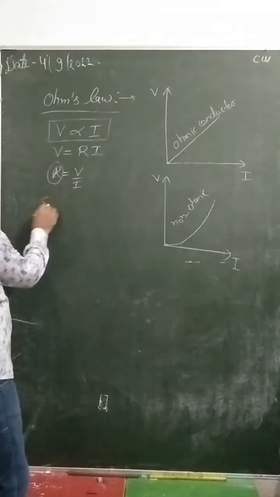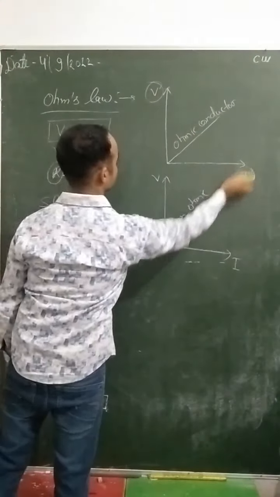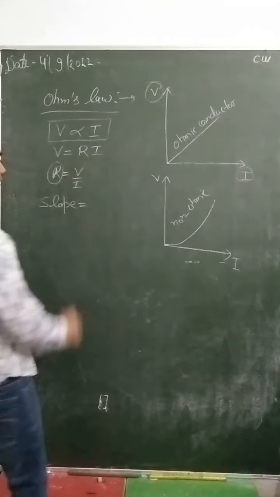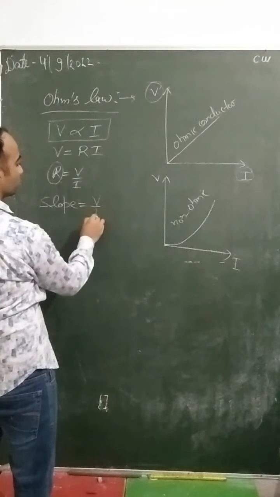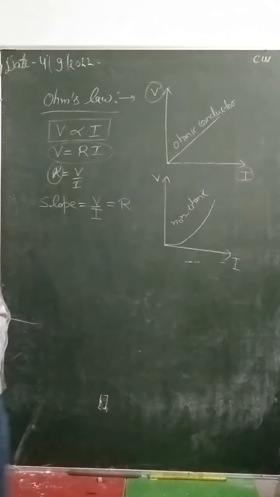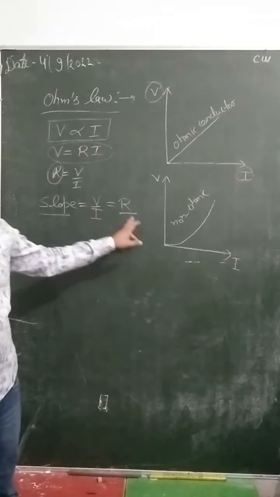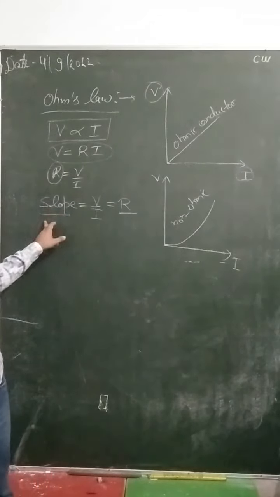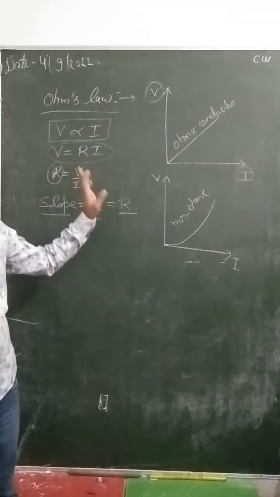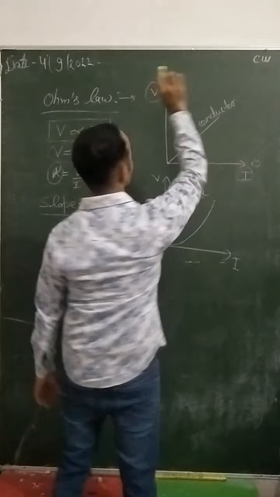So slope of the VI graph is equal to the slope of the potential difference versus current graph. On the x-axis we use current, on the y-axis we use potential difference. So slope will be V upon I, and according to Ohm's law, this is equal to R. So slope is directly proportional to R. Greater is the slope, greater will be resistance. Lesser is the slope, lesser will be resistance. Like the x-axis has slope 0 and the y-axis has slope infinite.